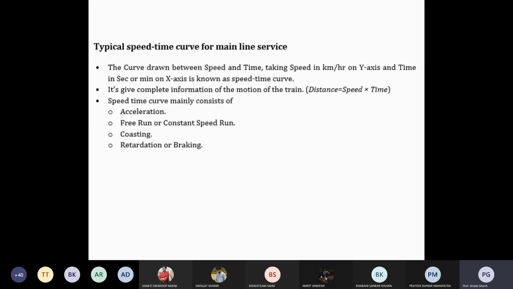So you can see how much acceleration you can go. At that time there is no scope for free running. If there is no scope for free running, then the problem is that you have to go for deceleration, or retardation. Directly you have to go for retardation.